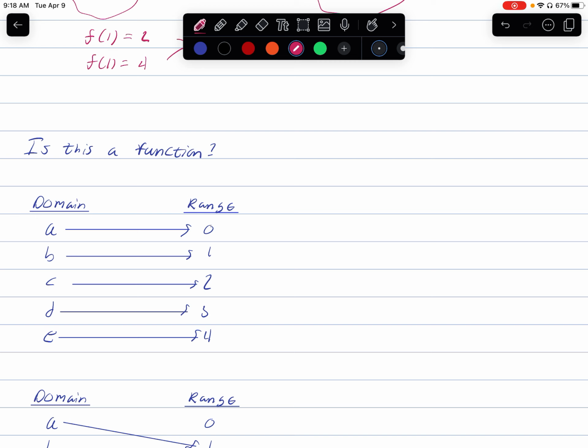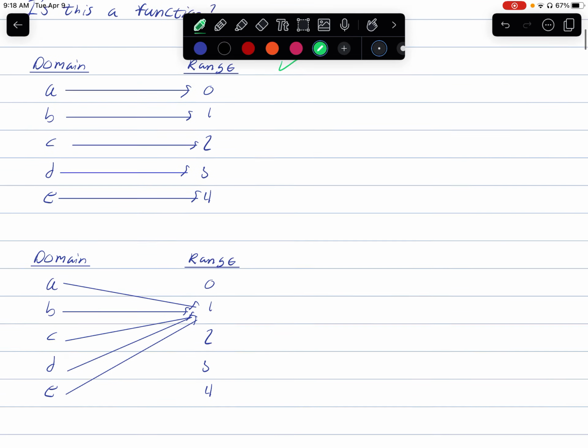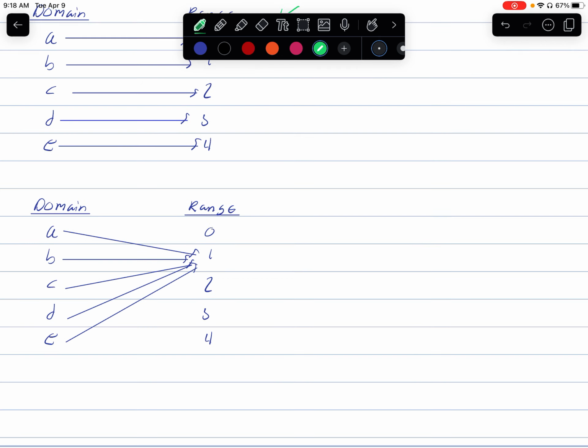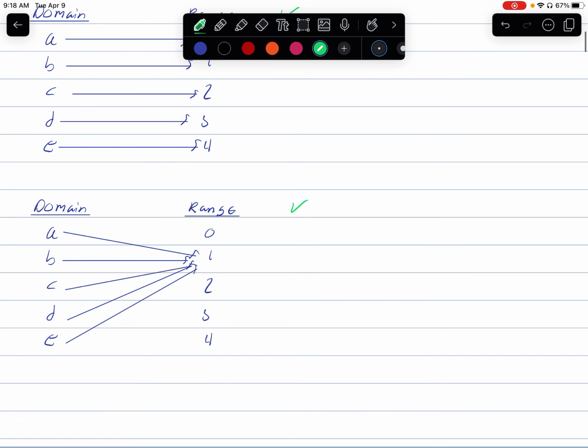Here we have A being mapped to 0, B is being mapped to 1, C is being mapped to 2, D is being mapped to 3, and E is being mapped to 4. So each of these has one output. This is going to qualify as a function. How about this one? Here we have A, B, C, D, and E all being mapped to the number 1. Is this a function? They're all being mapped to one number, but each input only has one output. So this actually still is a function. The fact that all of them are going to 1 is not an issue at all.